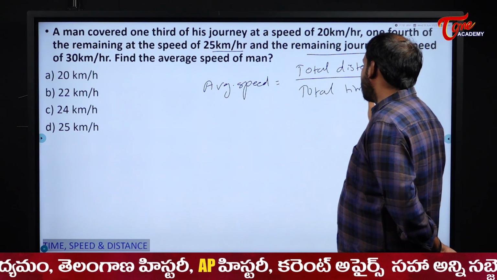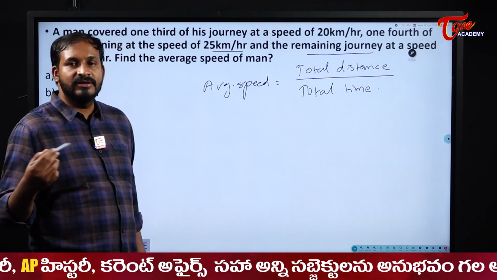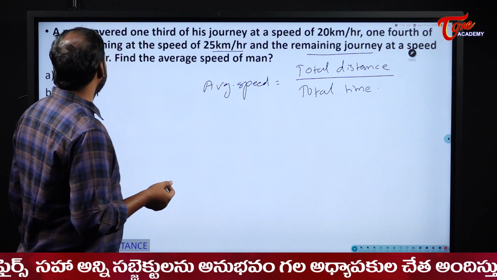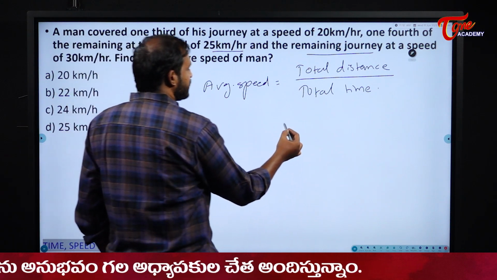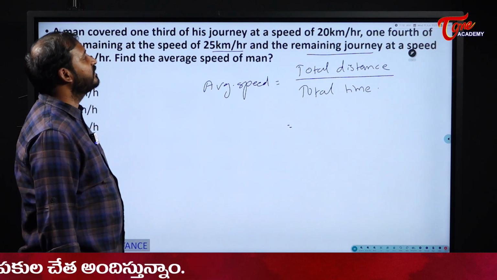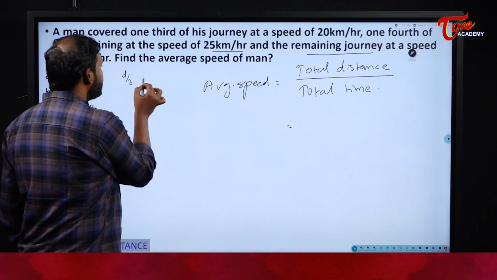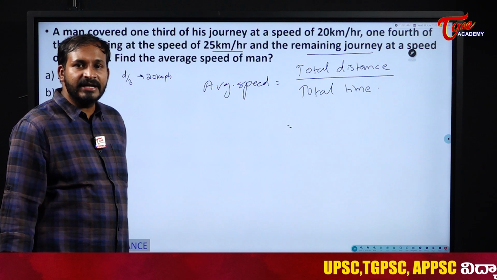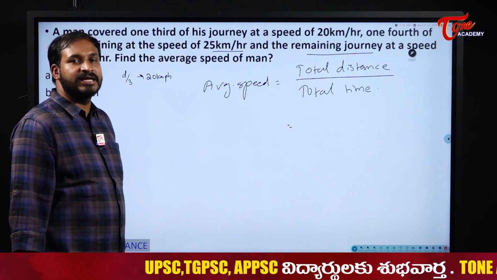Now, he is traveling with 3 different speeds. So, obviously, we will get 3 different times. But when it comes to the total distance, it remains the same. Let us assume the total distance be some d. Now, first, we will see 1/3 of the distance at 20 kmph. That means d by 3 at what speed? 20 kmph. 1/4 of the remaining at the speed of 25 kmph.